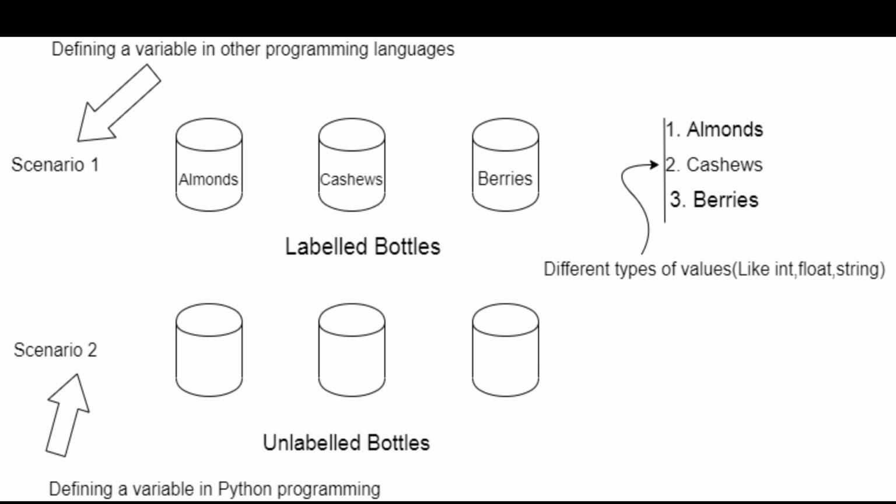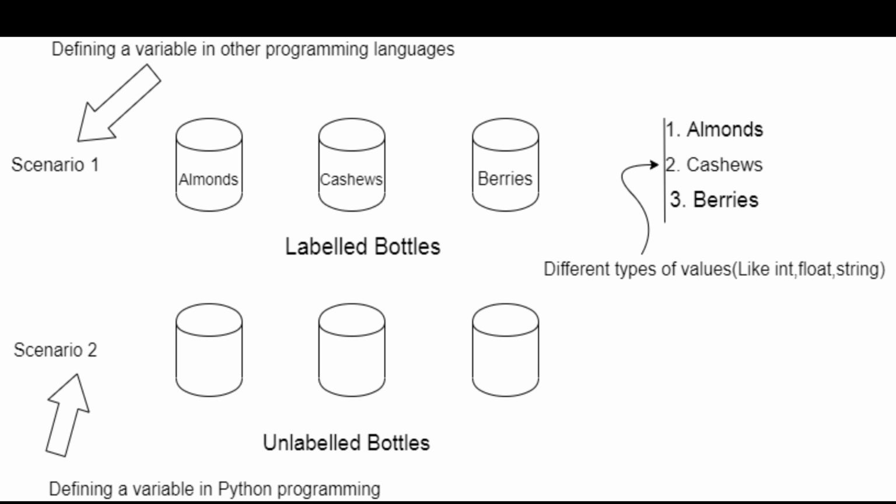But in the second scenario, I am going to store nuts into bottles that are not labeled. So I can store any nuts into any bottle. It is not mandatory to store a particular nut into a particular bottle. This is similar to defining a variable in Python programming. You need not define the variable with any specific type, and you can even change the type after storing the value.